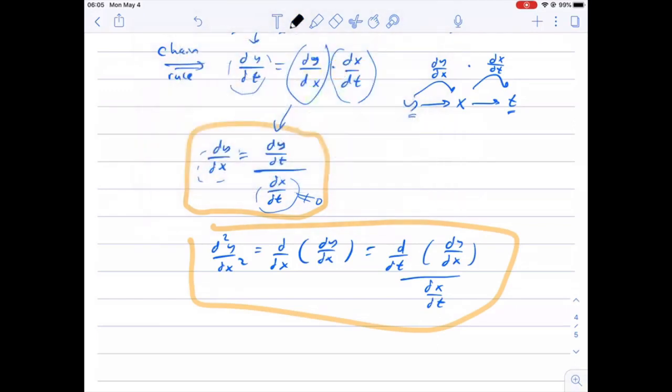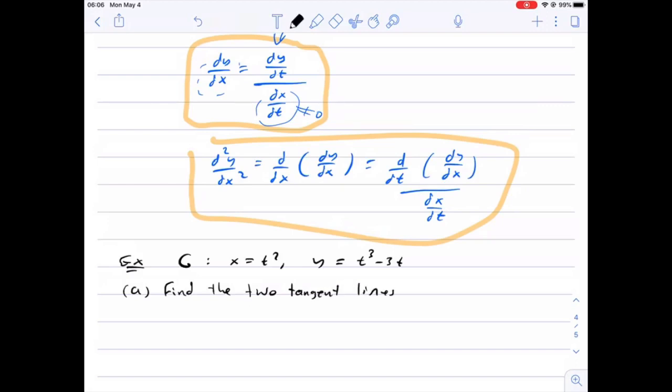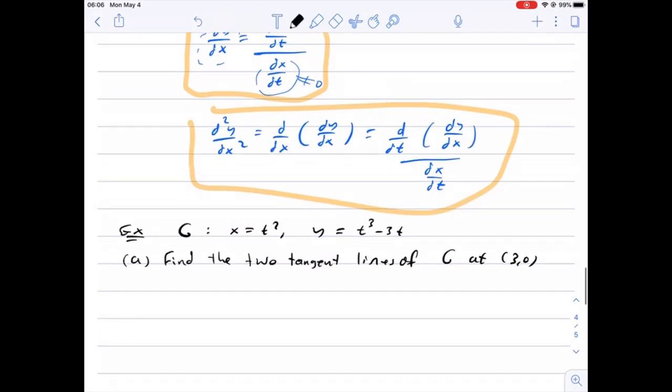Now let's take some examples. If the curve C is defined as x equals t squared and y equals t cubed minus 3t, we want to find the two tangent lines of C at the point (3, 0). We have two tangent lines for this curve at a specific point.